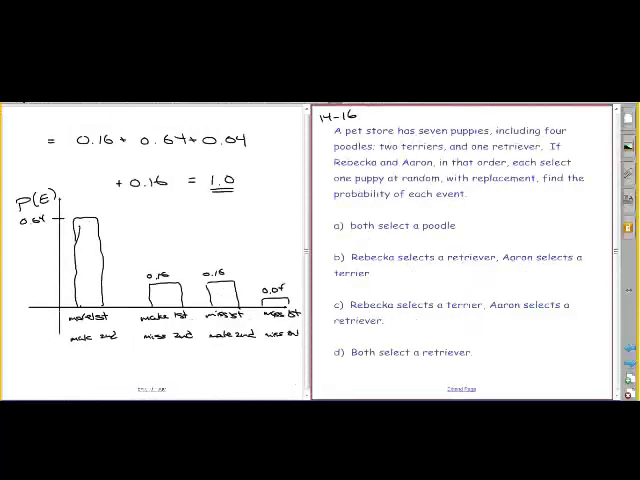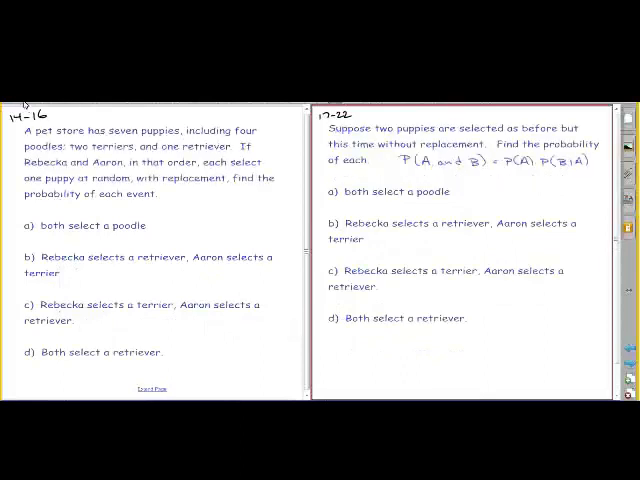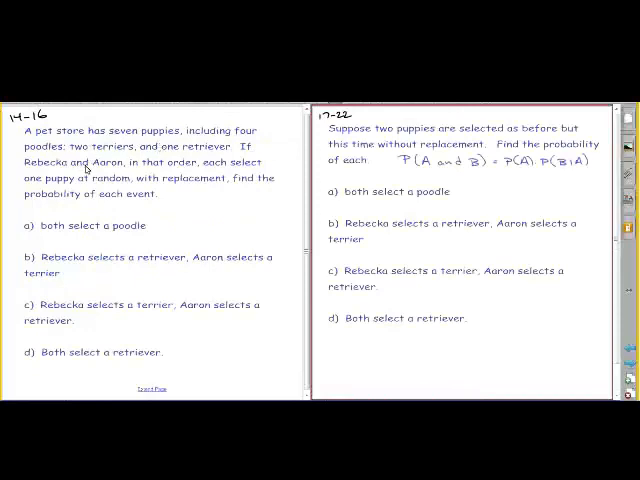Okay. Now, let's look at a case. I'm actually going to skip that one. I'm going to do the second one first. So here's the one about puppies. This is an example of a cute math problem. Suppose 2 puppies are selected. It says as before. What was before? We had 2 people, Rebecca and Aaron, and they select a puppy at random.